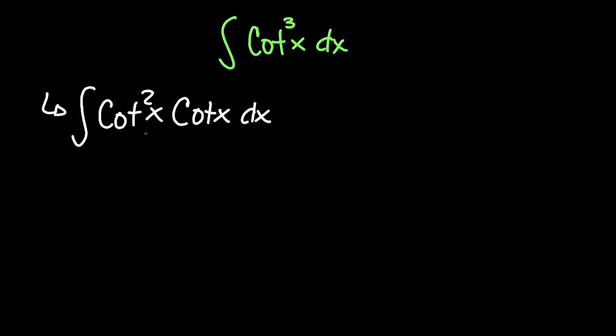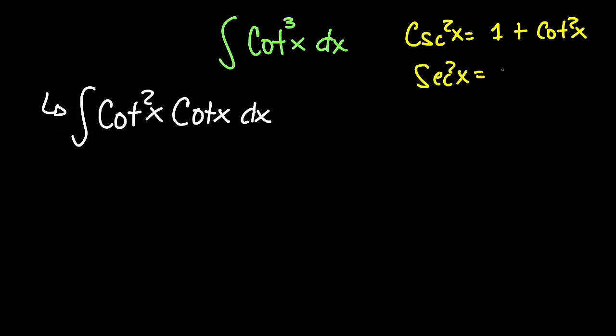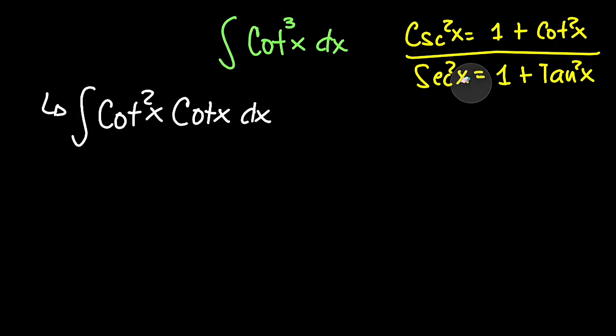The reason that we would want to factor out a cotangent squared x would be to use this identity, wherein cosecant squared x is equal to 1 plus cotangent squared of x. Just in case that you will encounter a tangent, the identity for that would be secant squared of x is equal to 1 plus tangent squared of x. But since what we have here is a cotangent squared x, we'll focus on that one first.